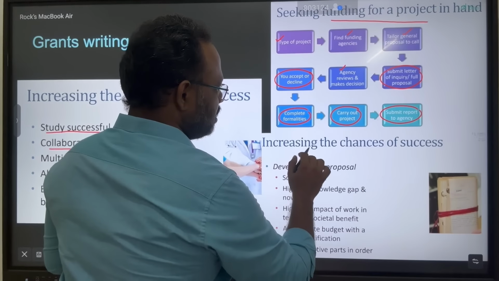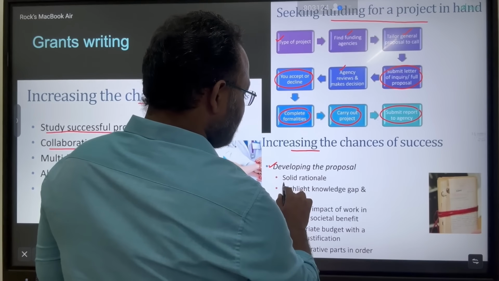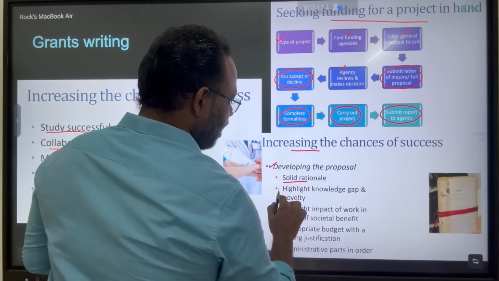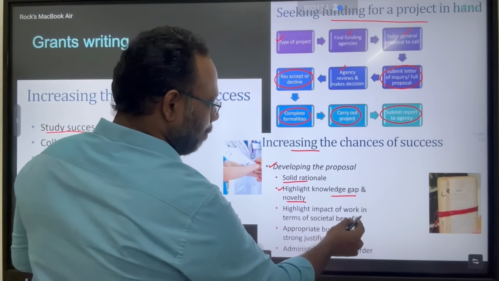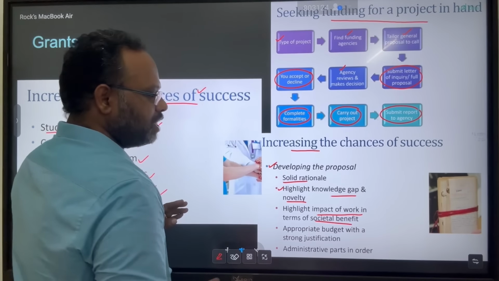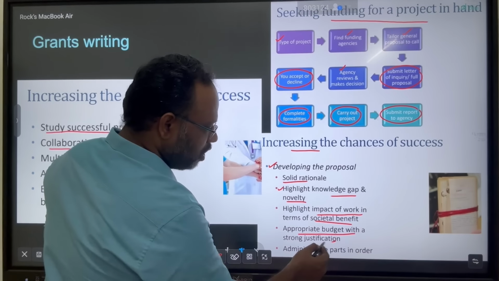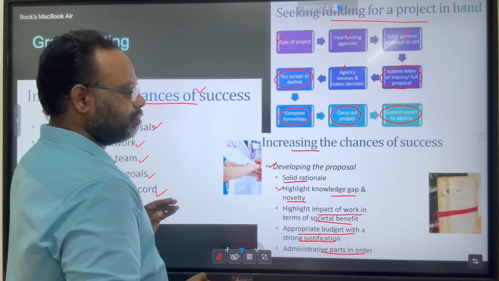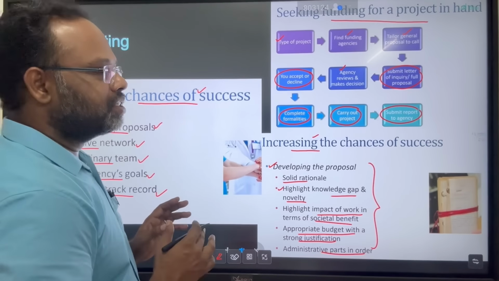For increasing the chance of success while developing the protocol, we need to have a solid rationale or justification of the study. Then we need to highlight the knowledge gap and the novelty which is present in our study. Then we need to highlight the impact of the work in terms of societal benefit. We need to have an appropriate budget with a strong justification. Then the administrative parts will be in order. So when we develop a proposal with these requisites, it will increase the chance of success.